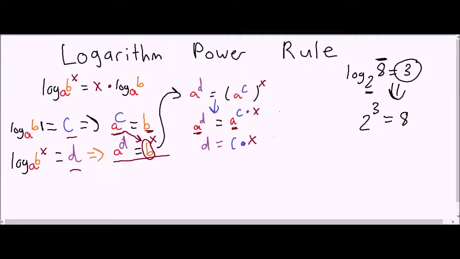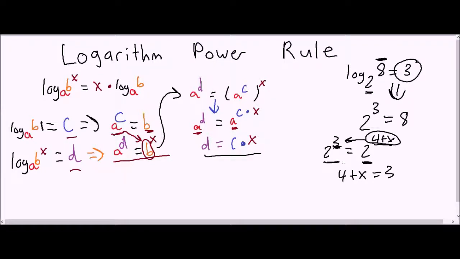And for those of you who are a little confused, let me offer you an example. If we knew that 2 to the power 3 was equal to 2 to the power 4 plus x, then I would say that 4 plus x has to equal 3. And the reason is that this side over here is 2 to the power 3, and on this side we have 2 to the power of this exponent. So in order for these two sides to be equal to each other, this exponent right here has to be equal to 3. That way both sides are equal to 2 to the power 3. So I would say 4 plus x is equal to 3. Same thing that I'm doing over here.